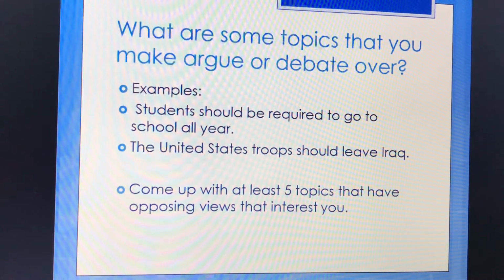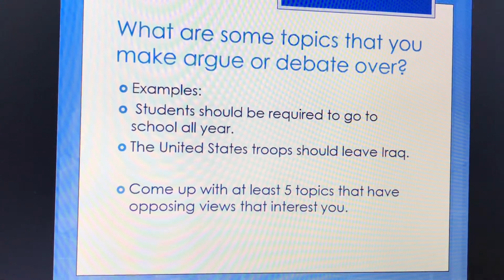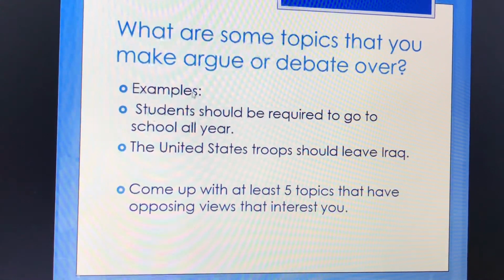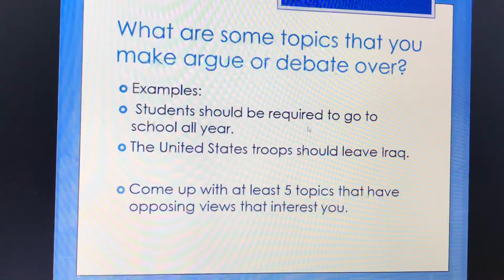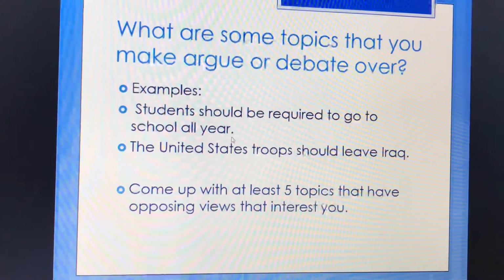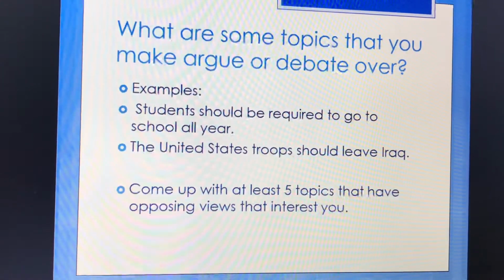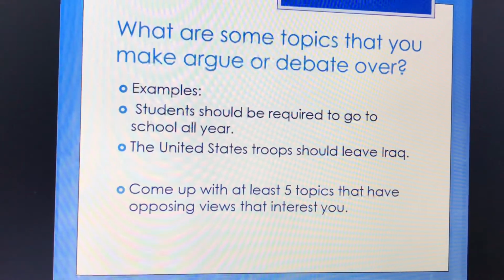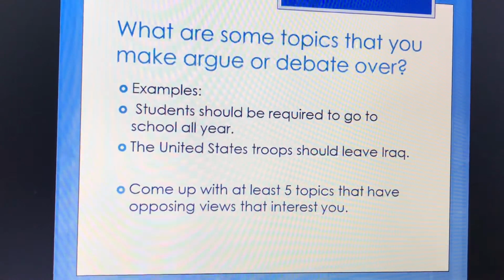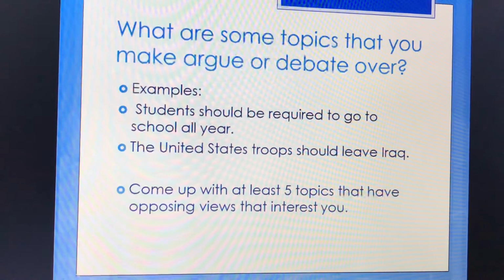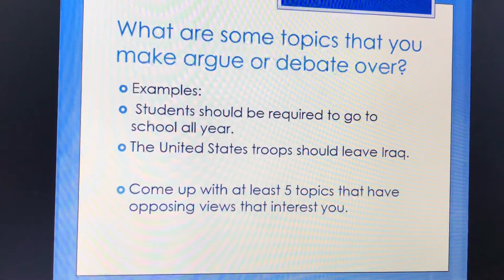Now we have a certain example: students should be required to go to school all year. This is our topic, and now we are going to discuss such a topic. Some people can be with this topic because it's for their benefit, and the others say no, never.